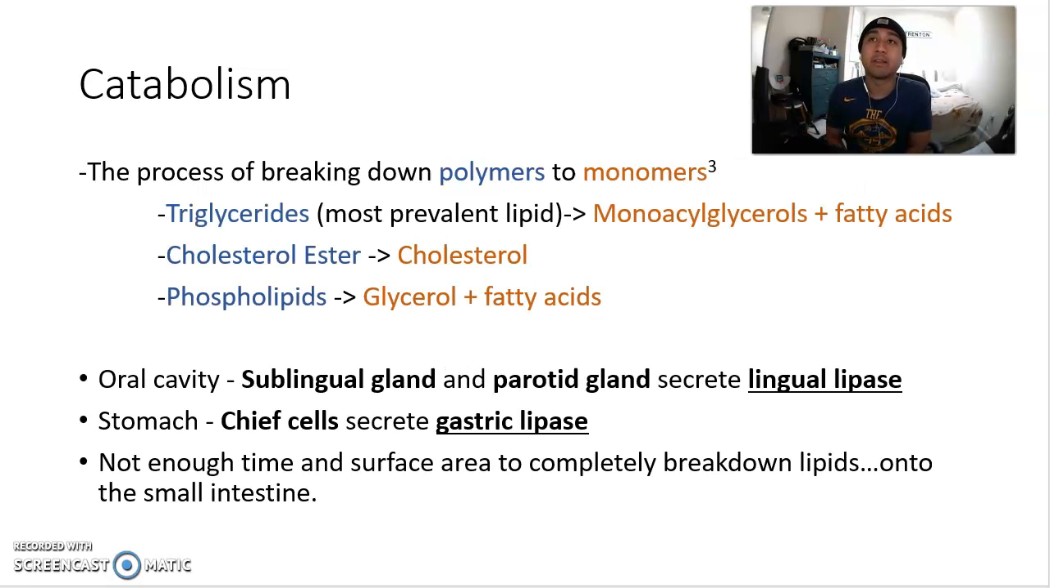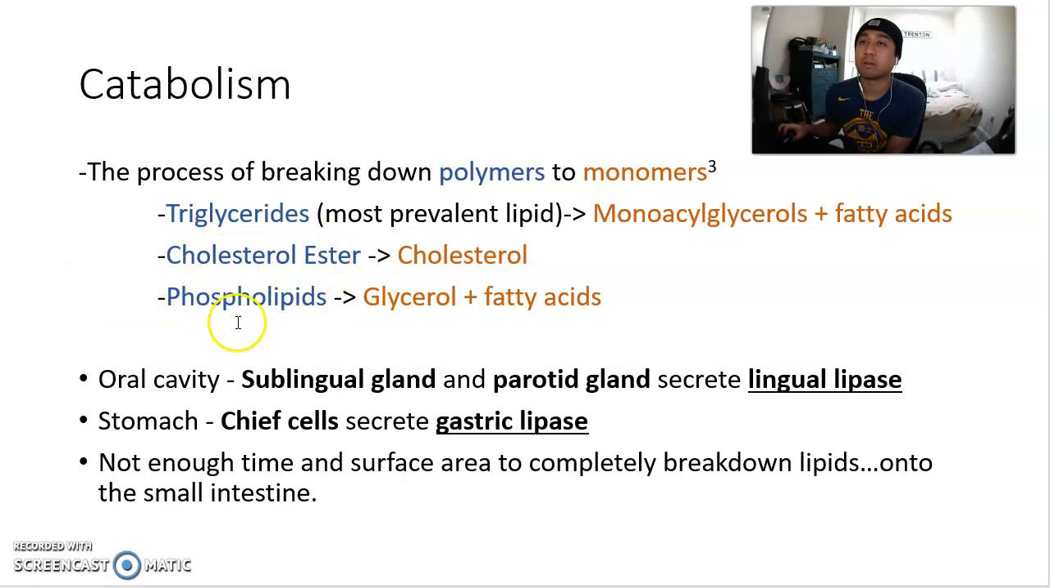So we will begin with a process called catabolism, which is the breakdown of large chemical structures called polymers into monomers so that fat absorption is easier and more efficient. The main polymer we're going to be ingesting through our food and digesting is called triglycerides. This is the most prevalent lipid, and we're going to break it down to monoacylglycerols and fatty acids.